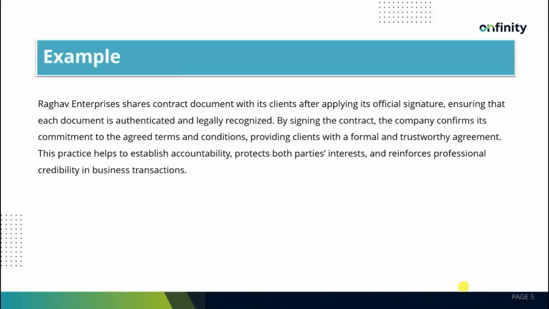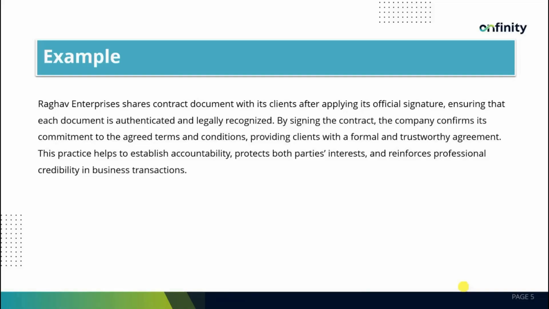Rogov Enterprises shares a contract document with its clients after applying its official signature, ensuring that each document is authenticated and legally recognized. By signing the contract, the company confirms its commitment to the agreed terms and conditions, providing clients with a formal and trustworthy agreement. This practice helps to establish accountability, protects both parties' interests, and reinforces professional credibility in business transactions.